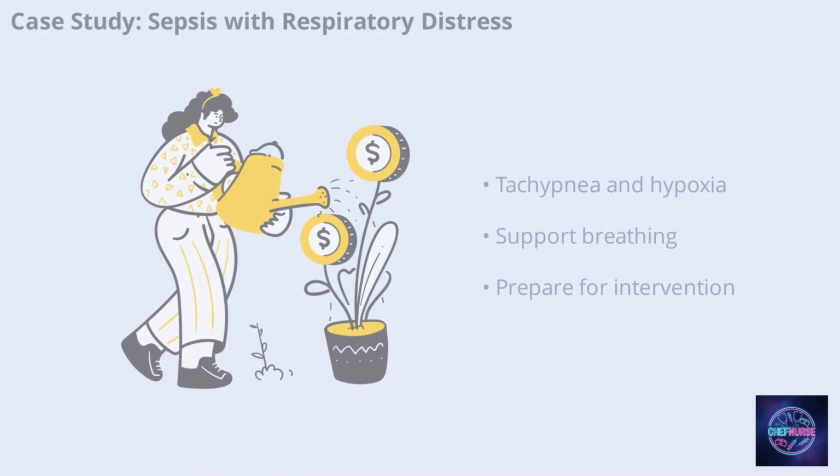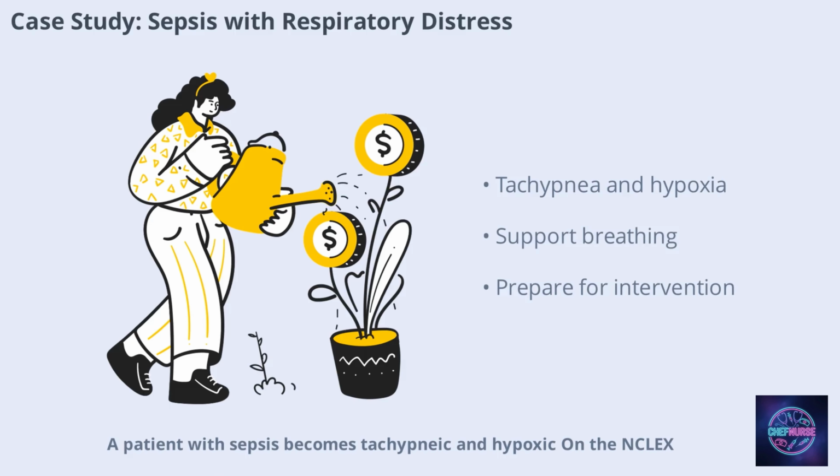Patient with sepsis becomes tachypneic and hypoxic. On the NCLEX, respiratory distress in sepsis is a sign of possible acute respiratory failure. Your priority is to support breathing with oxygen and prepare for advanced interventions if needed. Always address respiratory compromise first.